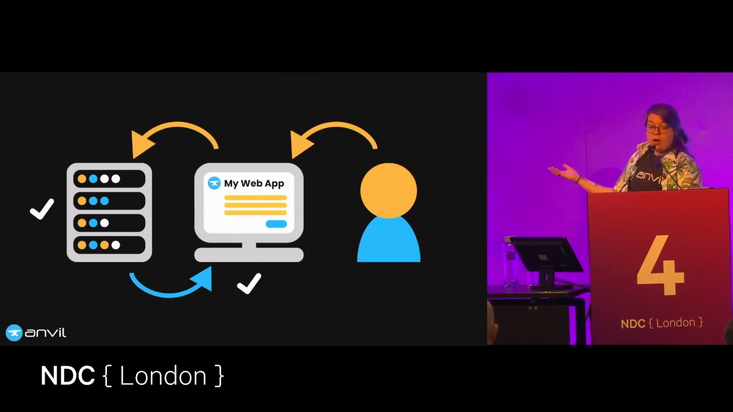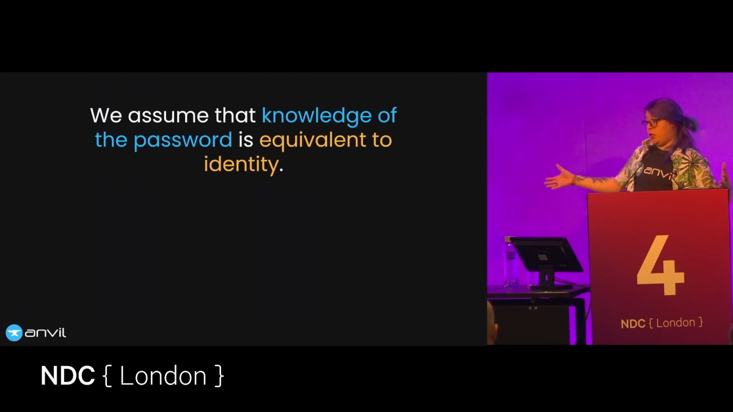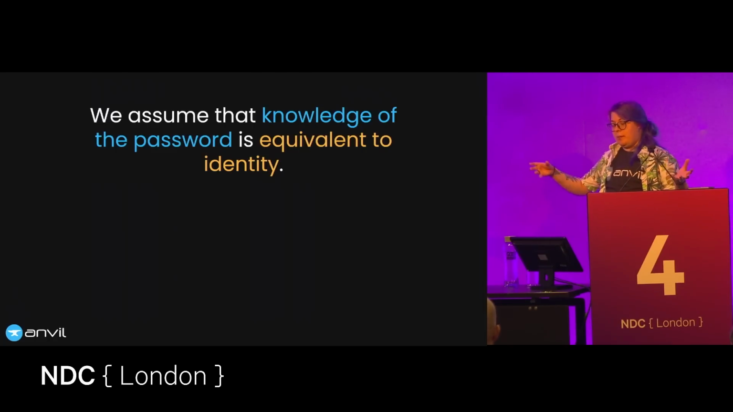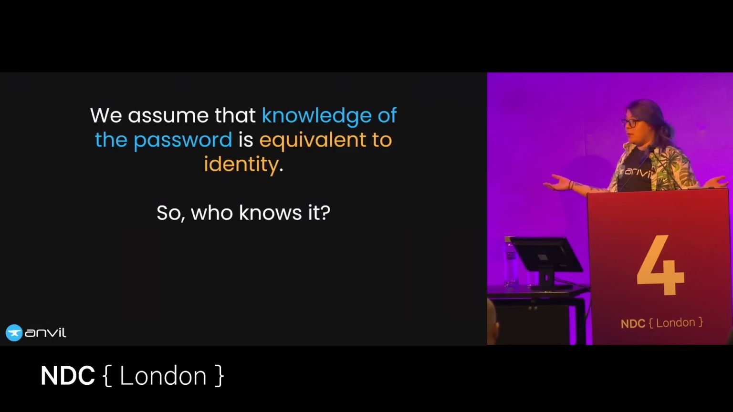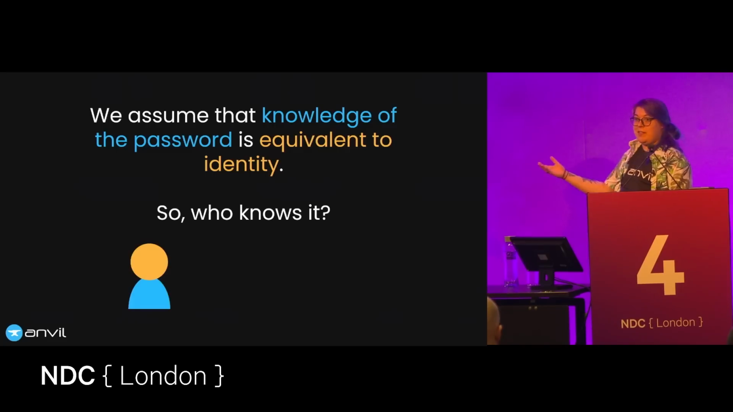And under this framework, we are assuming that knowledge of this password, knowledge of this username, which typically these days is often an email address as well, is knowledge of this secret information that is equivalent to identity. If I know the password, then I am that person, right? However, this isn't necessarily always true. Who knows that password? Well, of the three entities we just looked at, obviously the user has to know it. That's kind of the whole point.